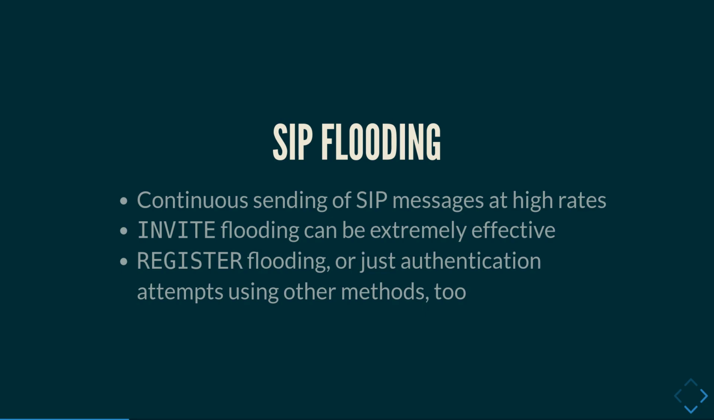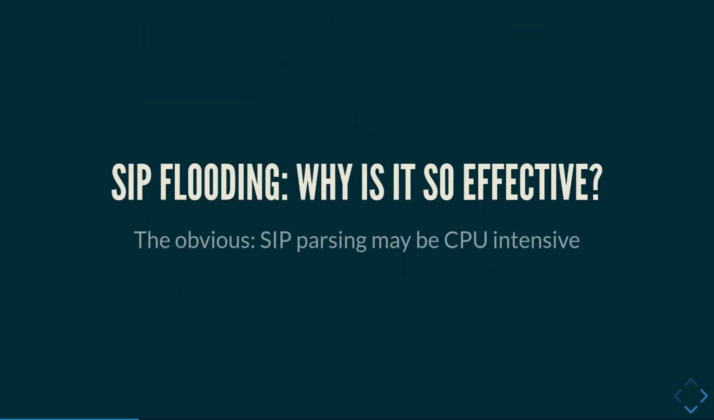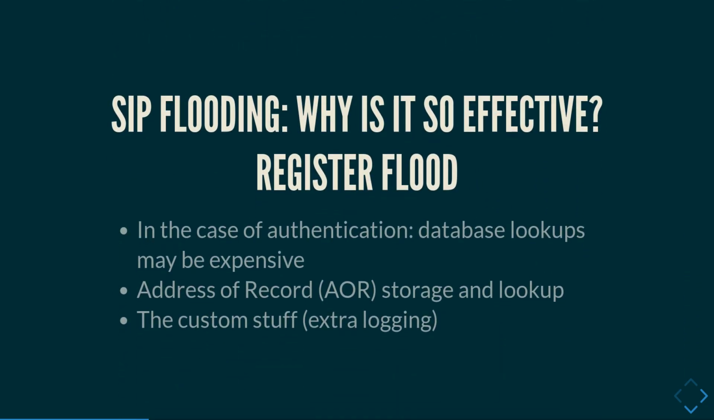We'll be talking about two SIP methods that are often used in SIP flood attacks: invite flood attacks and register flood attacks, or attacks using authentication attempts. But first, one has to ask, why is it so effective? One reason, and it's not to be underestimated, is that SIP parsing can be CPU intensive. With register flooding, when authentication is taking place, it might be that database lookups are resource intensive. You might have a database lookup for each authentication attempt, which becomes a bottleneck during an attack.